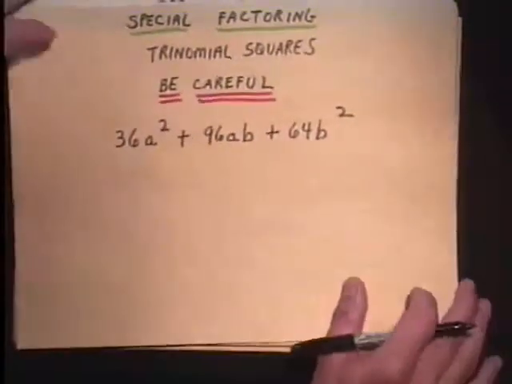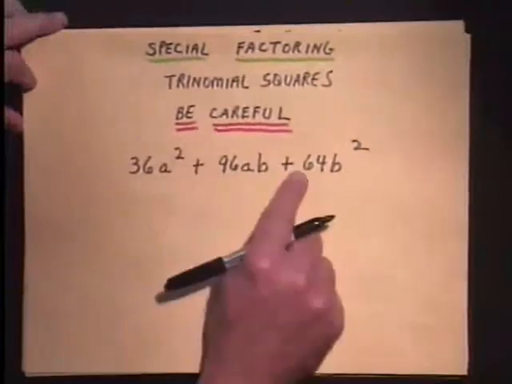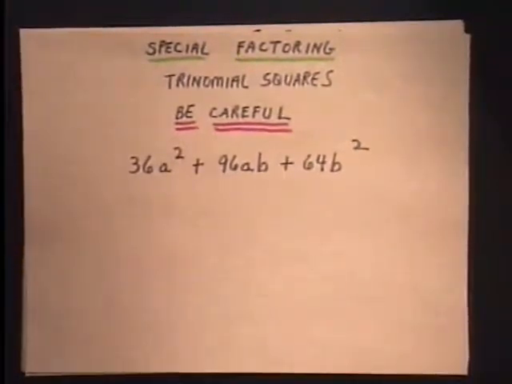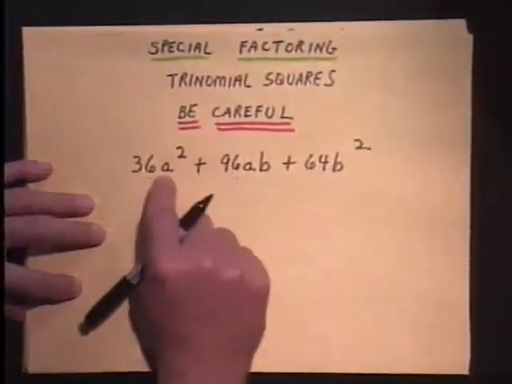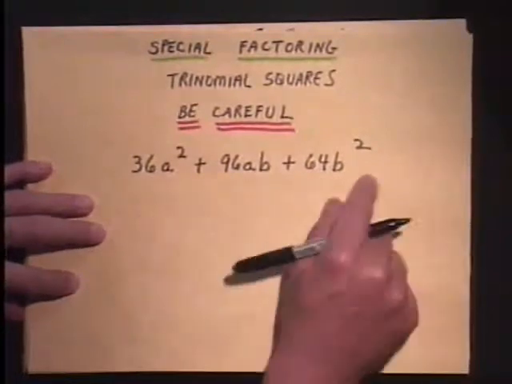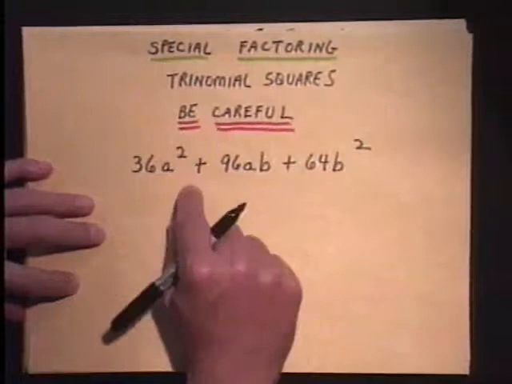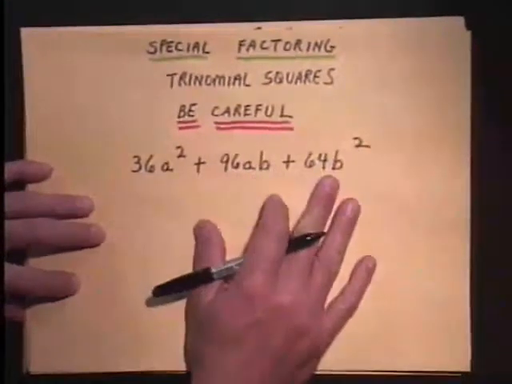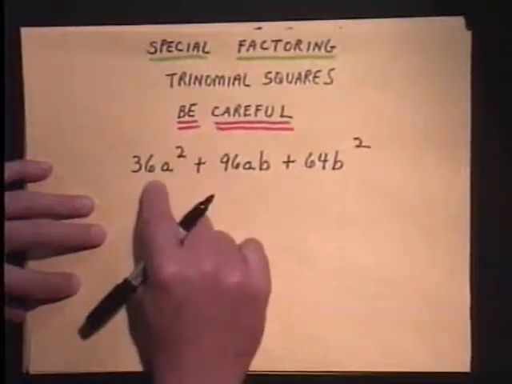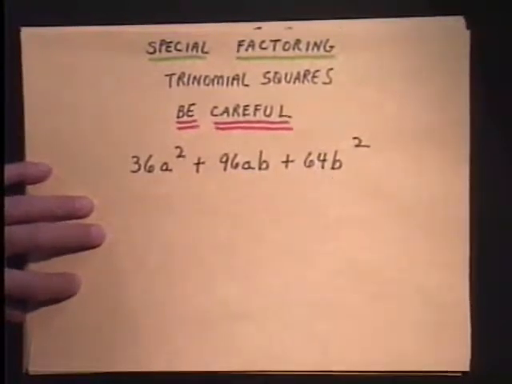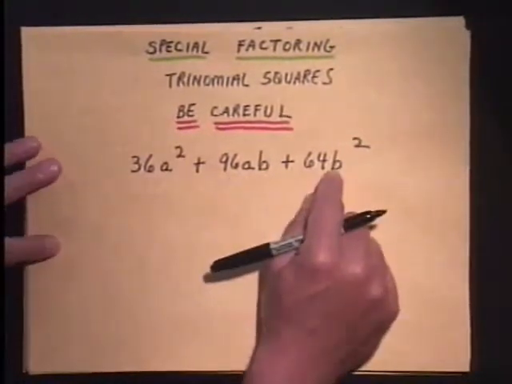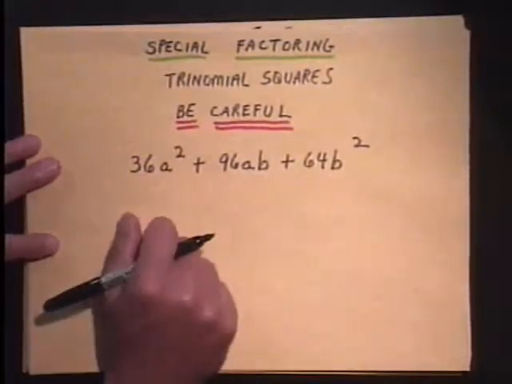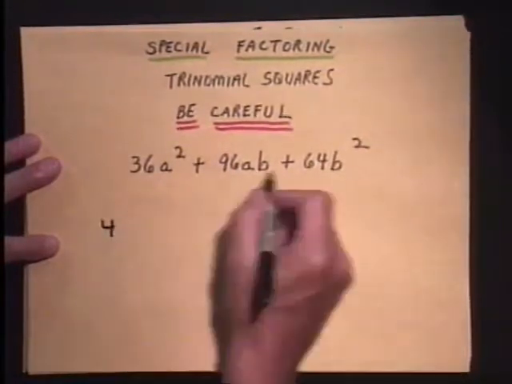Now, trinomial squares. Be careful. All right, it's the be careful time again. Now, some of you out there look at this and say, hey, Young, we got a perfect square here. The first and last terms are perfect squares, but before you fall into that trap, if you just start breaking that apart, you're going to be in trouble, because there is a common number I can take out of each term. A common number that goes into 36, 96, and 64, and you must always first take out that greatest common factor. So what is it? Well, let's see here. How about a 4? I think 4 goes into each one of these.